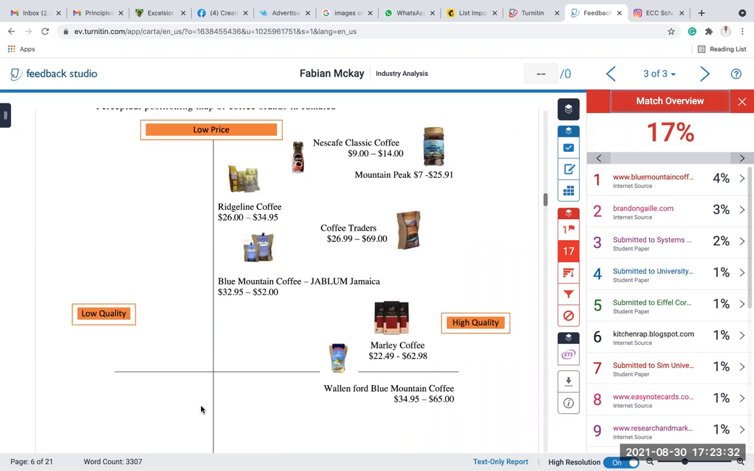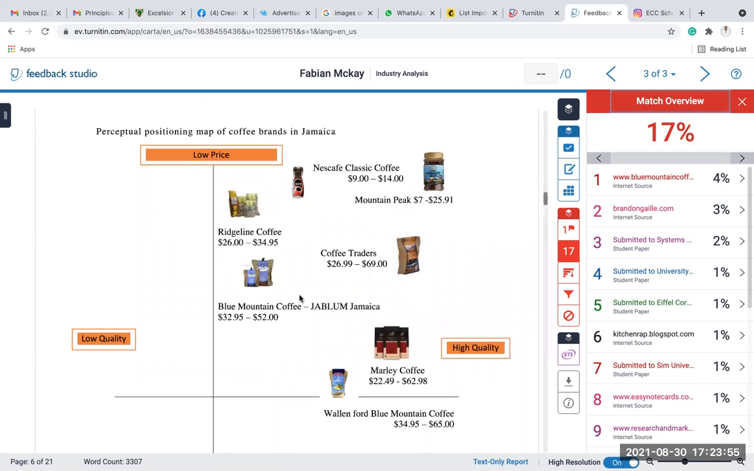So what about these? The competitors don't fall within over here. All of them are within the same price range, but I'm seeing $32 versus $26. That's not the same. And I'm seeing a $9. So how is it that you have all of them in the same price range when one is $9 to $14 and one is $32 to $52? So you need to look back at this. This cannot be correct, because they can't have a $52 coffee and a $9 coffee on the same side of a positioning map.